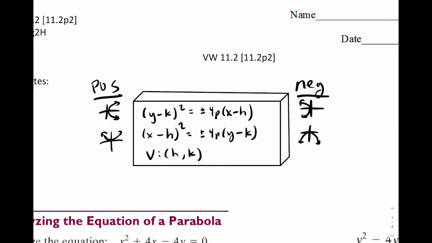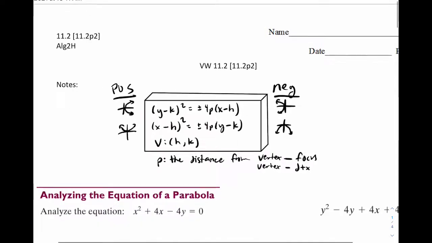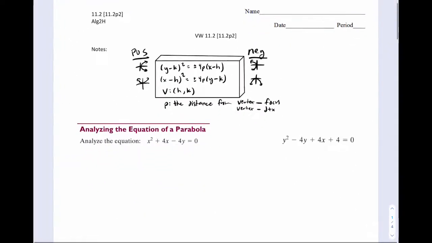And of course, let's recap p. That is the distance from vertex to focus and vertex to the directrix. Now let's actually do a couple of problems.